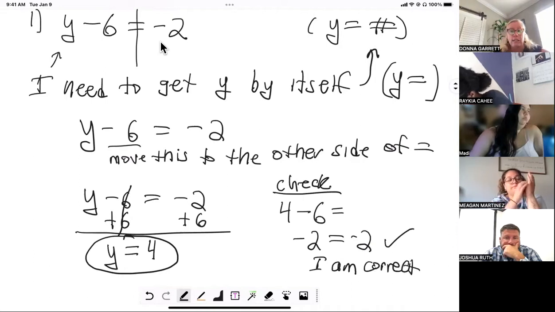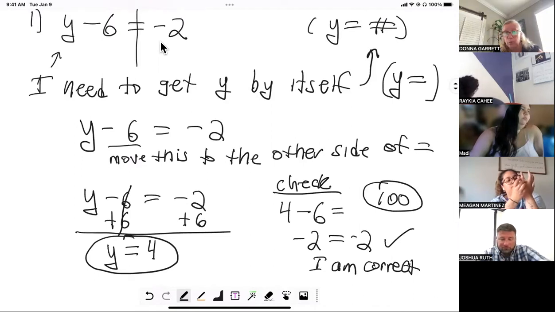I know that I am correct. Both sides of my equation equal -2. So I know 100%, I got 100 on this problem. I know y was definitely 4. So you want to always check your answers by plugging your answer in for the variable and seeing if both sides equal each other.